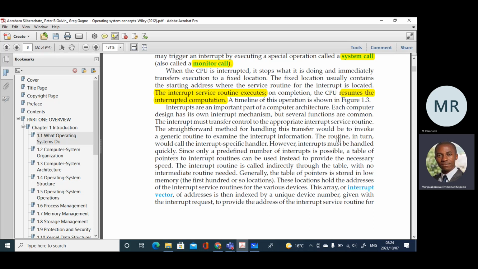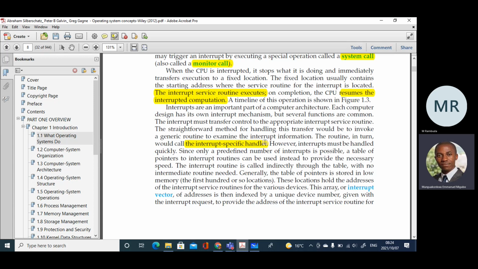Okay, that is important. The interrupt must transfer control to the appropriate interrupt service routine. The straightforward method for handling this transfer would be to invoke a generic routine to examine the interrupt information, which is what I just said. Normally, it will be the same routine that's already written to handle all possible scenarios for the interrupt. The routine in turn would call the interrupt-specific handler. So we have a routine that calls the handler. That's very important. The handler is the actual function where we now process the interruption.